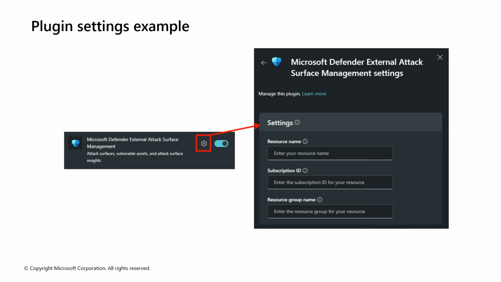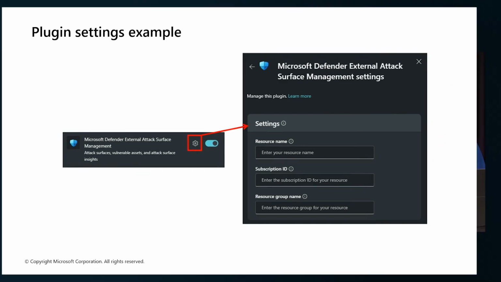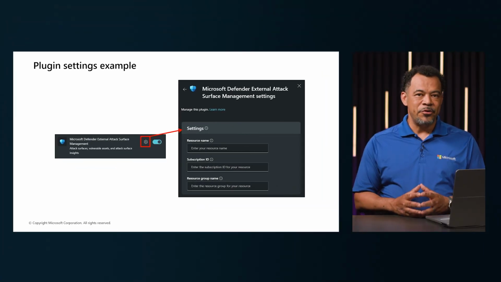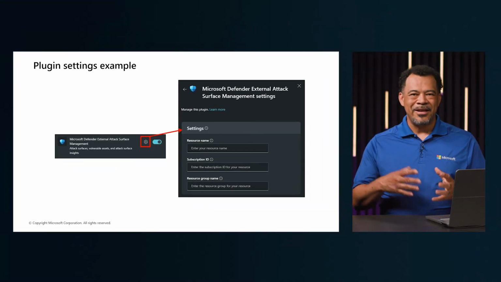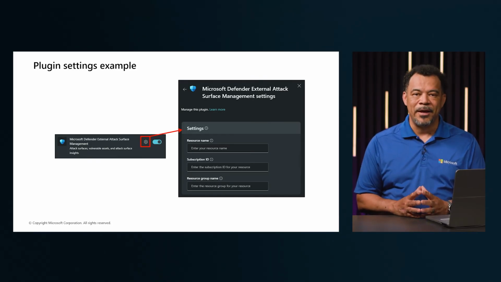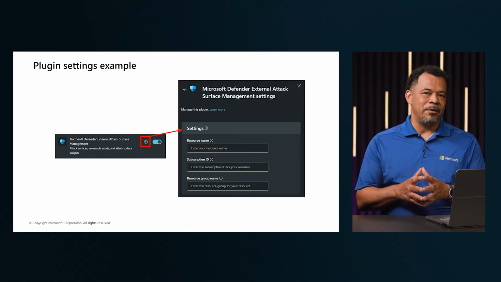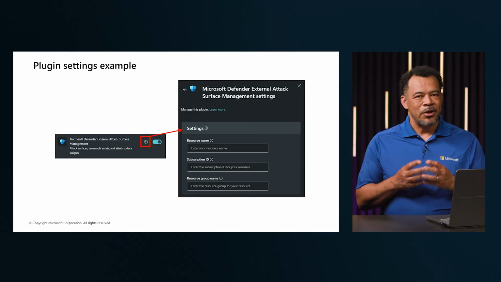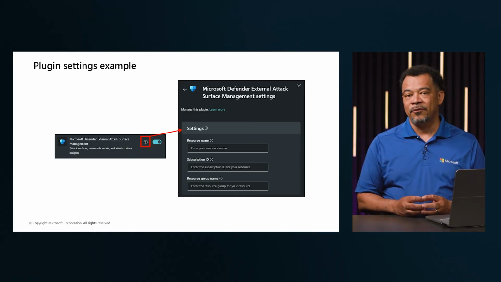On the left side, there's a single simple toggle switch to turn the feature on and off, along with a gear icon that opens the settings. Once you're in the settings view, you can fill in key details like your resource name, the subscription ID, and resource group name. These fields help connect Defender ESAM to the right Azure resources in your environment.